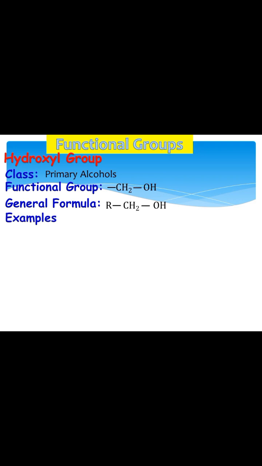For examples, instead of using R, you have to put the methyl group, ethyl group, depending upon the carbon atoms. So CH3OH is one of the simplest alcohols, where R is composed of only one carbon atom. So it is commonly methyl alcohol. This is the common name.